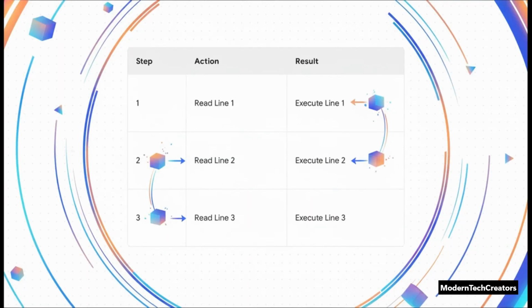So, you can see it creates this continuous flow. Read line 1, run line 1. Read line 2, run line 2. There's no waiting around. The second a line is understood, it gets put into action. This immediate feedback is what makes interpreters so cool.